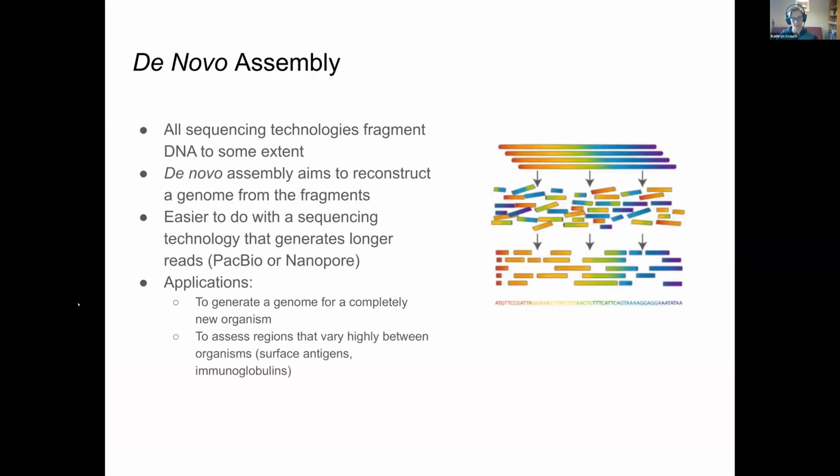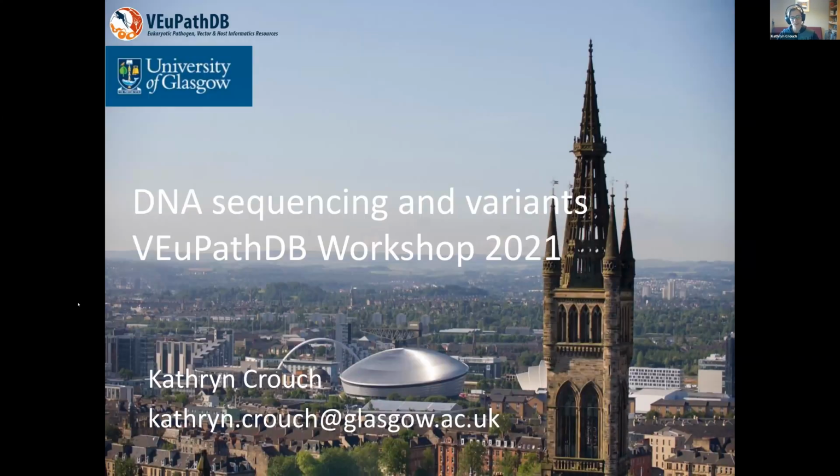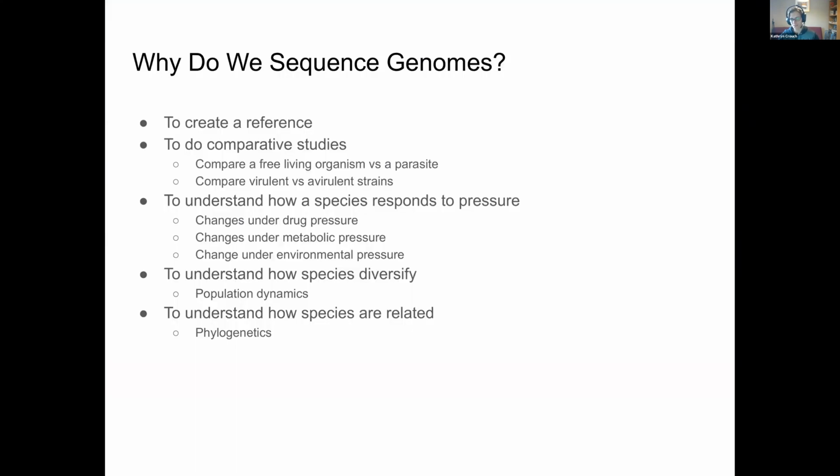There we go. Okay, so let's start by thinking about why we want to do whole genome sequencing. So one thing you might want to do is create a reference. If you're studying something that hasn't been studied before, or if the reference you have isn't very good, you might want to create a new one. So that's one reason to do whole genome sequencing.